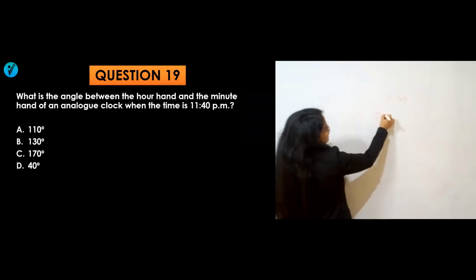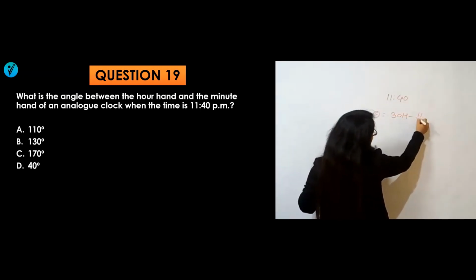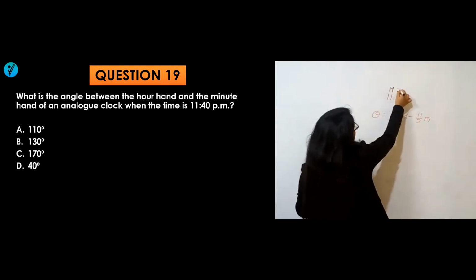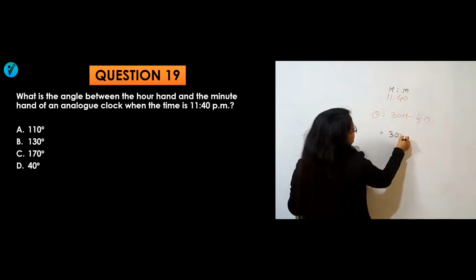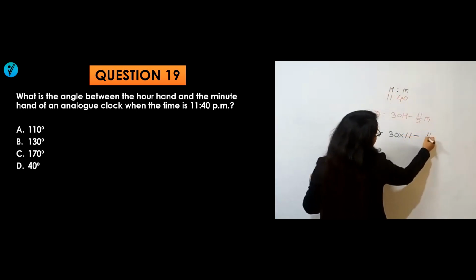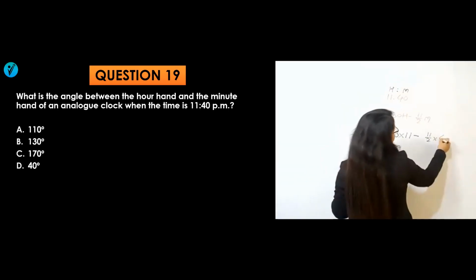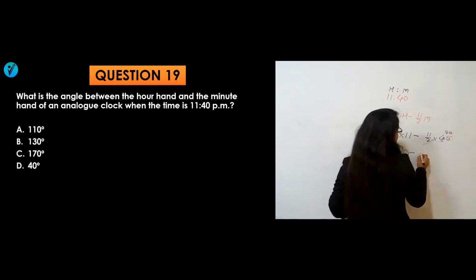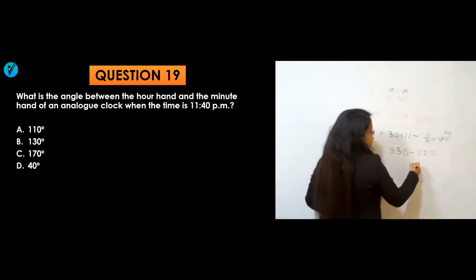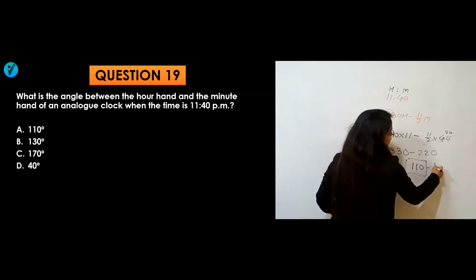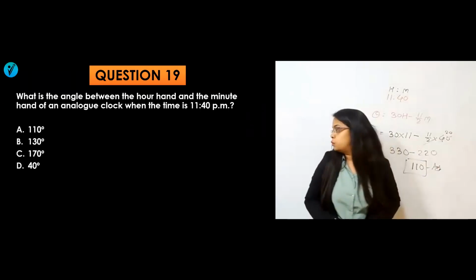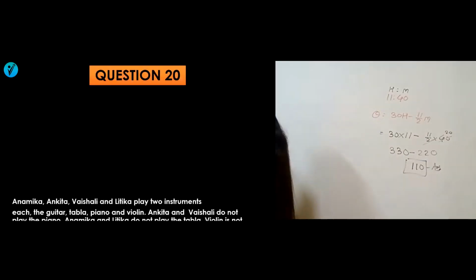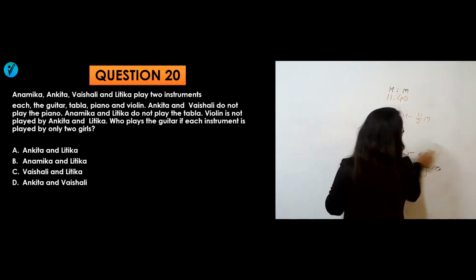What is the formula? Angle theta is equal to 30h minus 11 by 2 m. So if you equate this one, this is your h, this is your m. So let's put the value: 30 into h, h is 11, minus 11 by 2 m, m is 40. So what will it be? 30 into 11 will be 330, minus 11 twos are 22, means 220. 330 minus 220 will be equal to 110, which will be your answer. That is option number A. Easier. Now let's solve the last question of this video.